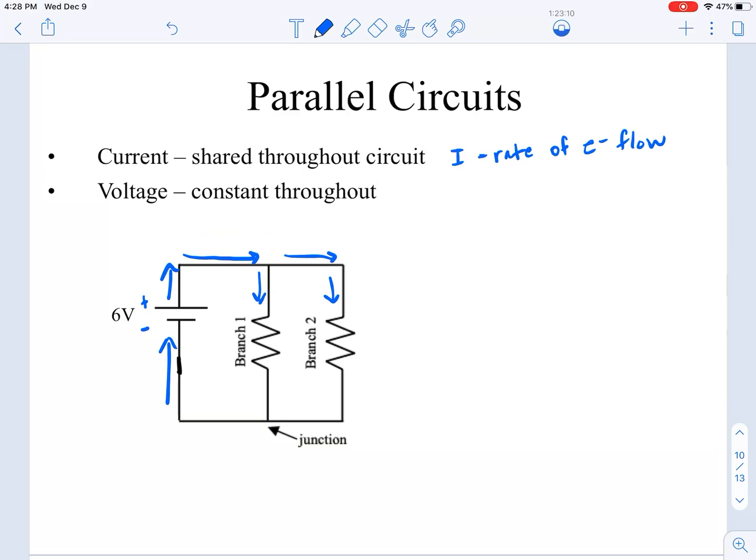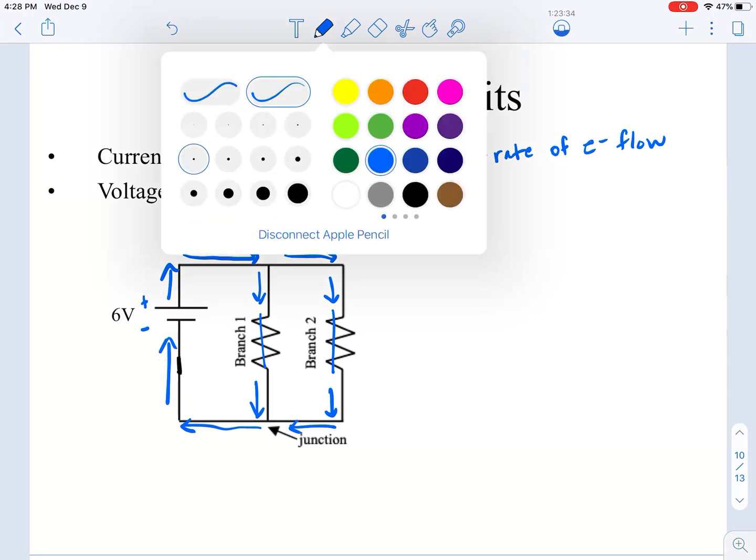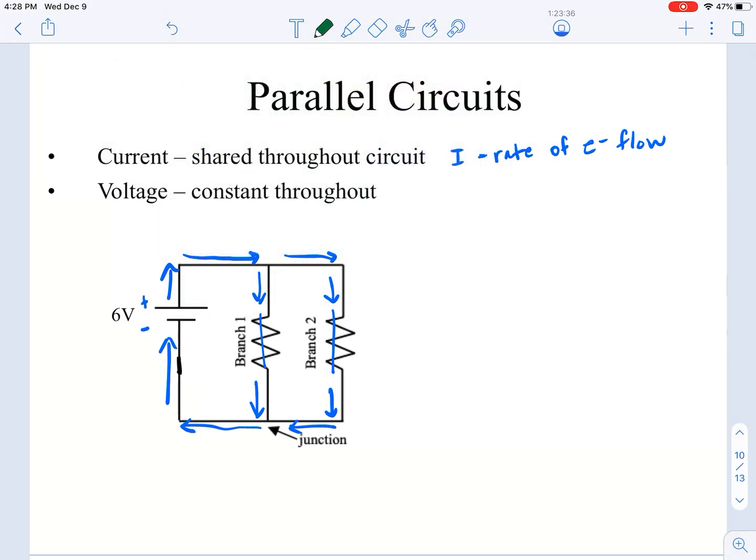So the electrons are going to travel through this resistor, come out the other end, through this resistor, come out the other end, and then they will make their way back to the main wire and complete that circuit. So when we say that current is shared throughout, that's because our electrons have to split, and we've already discussed that in good detail with our simulation, so we will move on. Next, let's talk about our voltage.